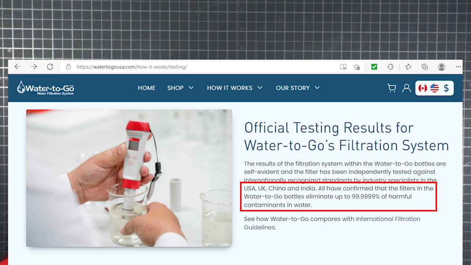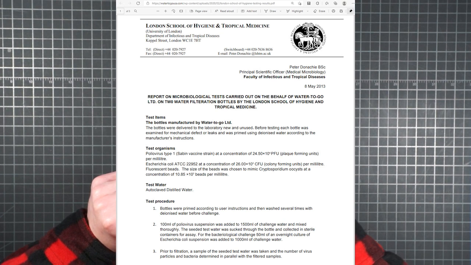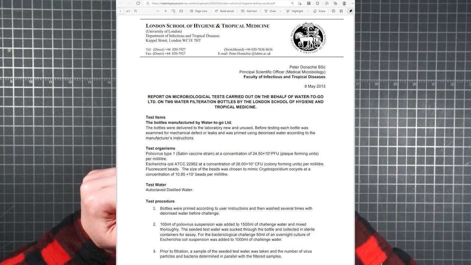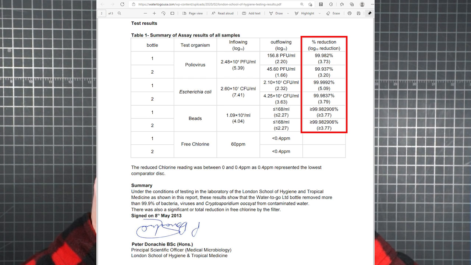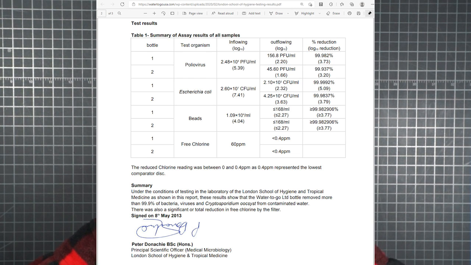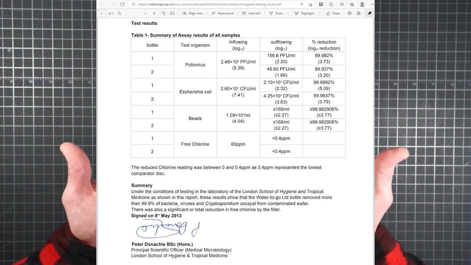Well, that means that if even one of the reports fails to confirm this percentage, then that is a factually incorrect statement. Okay, here's the report from the London School of Hygiene and Tropical Medicine at the University of London. From Table 1, summary of assay results of all samples. Not a single pathogen was removed to 99.9999%.